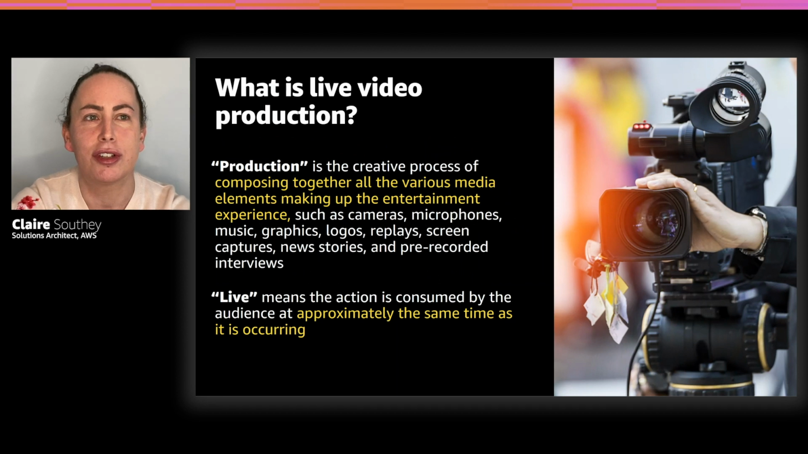So what is live video production? Well, production refers to the process of composing together all the different interstitial elements that together make up a production. And that includes all the different camera angles, all the different microphones, all the stills and graphics, all the titles and all the chroma keying effects, all in real time as the content is being delivered to the consumers.